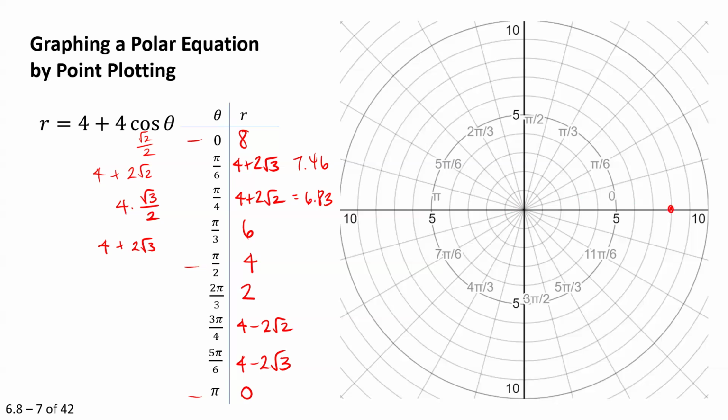The value of r is 8. At pi over 6, the value of r is 7.46, so about 7.5. Okay. At pi over 4, it's 6.83, so just under 7. At pi over 3, it's 6. At pi over 2, it's 4. At 2 pi over 3, it's 2.